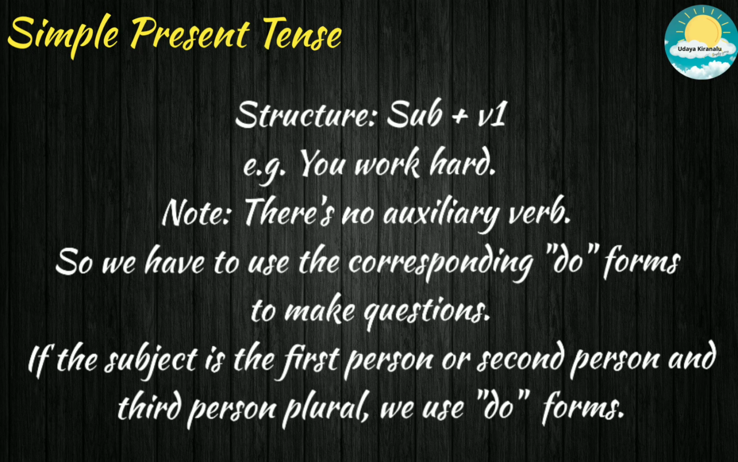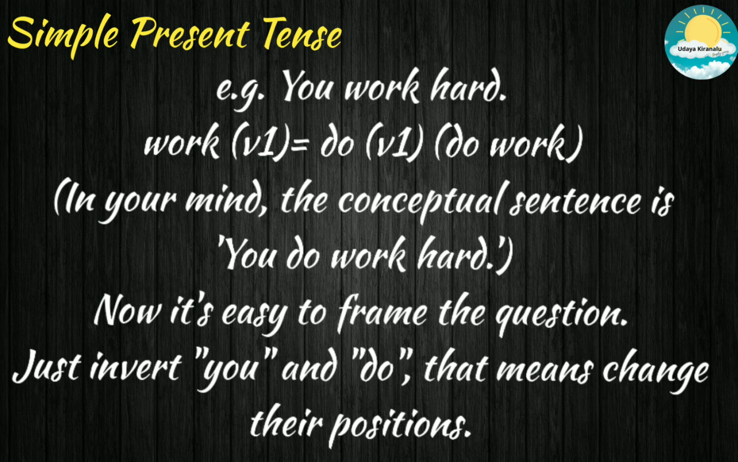Simple present tense. Structure: subject plus verb 1. Example: you work hard. Note: there is no auxiliary verb, so we have to use the corresponding do forms to make questions. If the subject is the first person, second person, or third person plural, we use do forms. For example, you work hard. Work is verb 1. Do is verb 1. So it becomes do work. In your mind, the sentence is you do work hard.